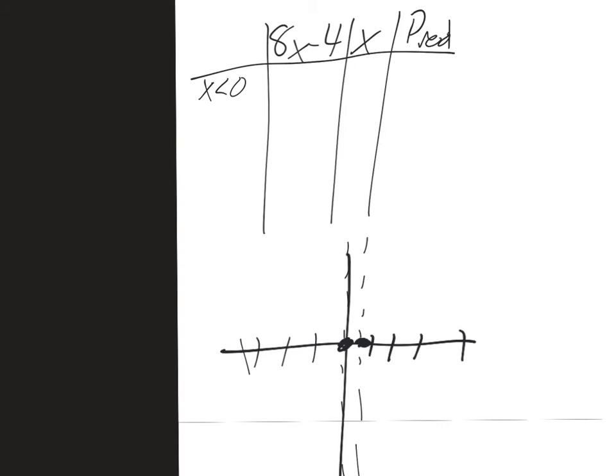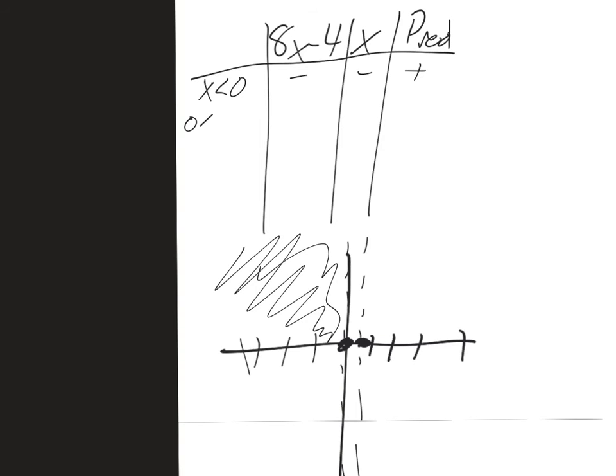So a number less than 0, I don't know, like -1. So that's negative, that's negative. That makes this whole thing positive. So that means, hey, I'm going to shade this piece right here. Now, 0 is less than x is less than 1/2. Let's plug in 1/4. That means that this is going to be negative, this is going to be positive, and this is going to be negative. So that means this down here, hey, that is negative. So we're shading in the bottom.